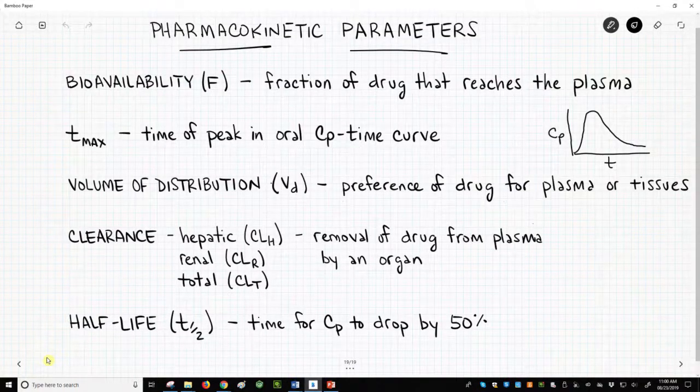The main variables are listed on this slide. These are the mathematical variables you are likely to encounter in discussions of drug activity. These parameters collectively determine the shape of the CP time curve.